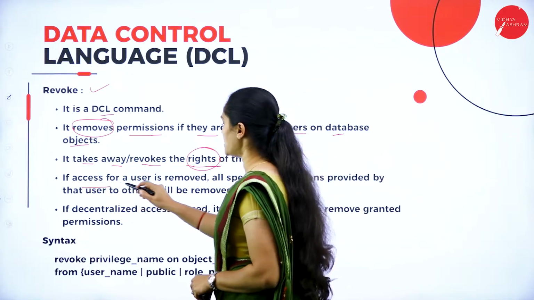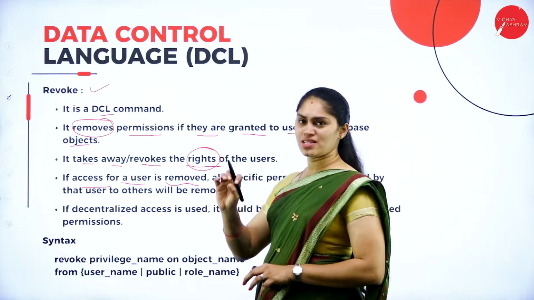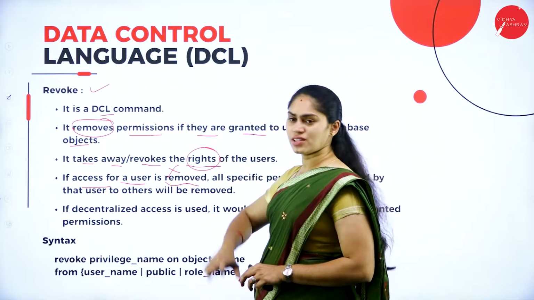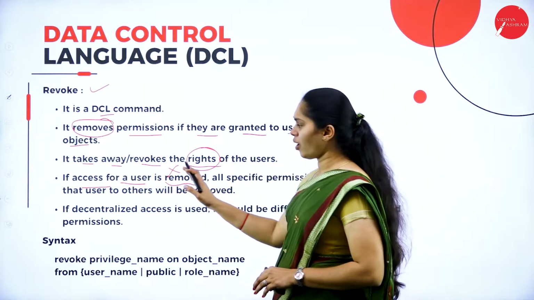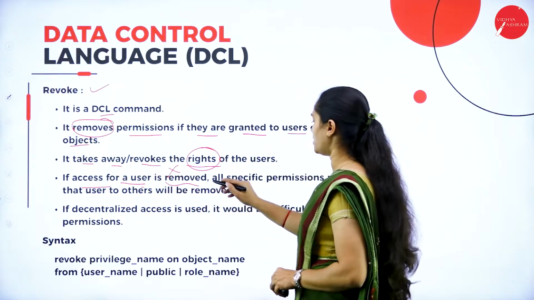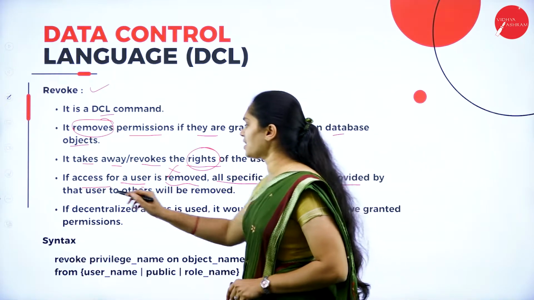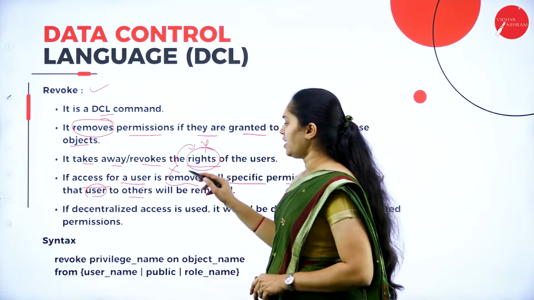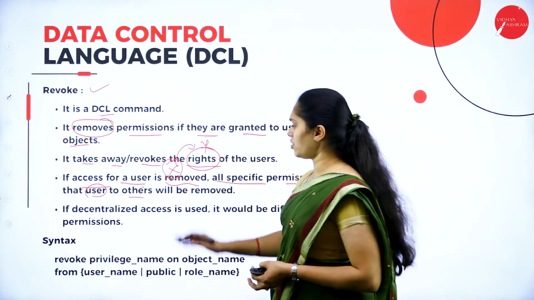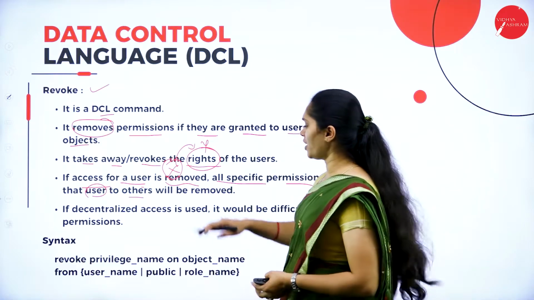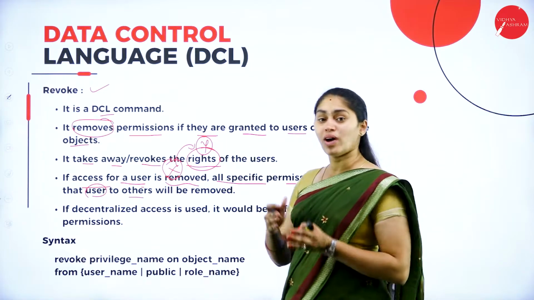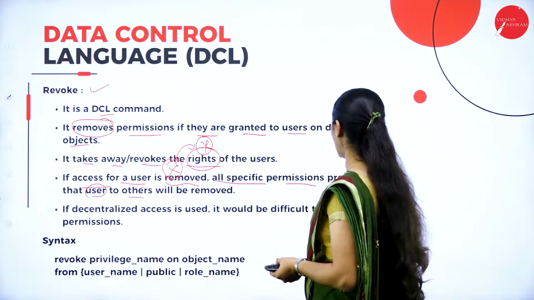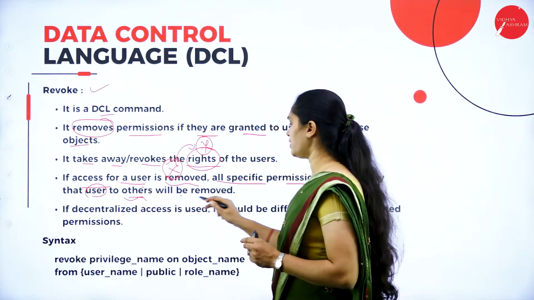And also, if access for a user is removed, for example, just imagine person X. That person had a permission, but by making use of the revoke command, all the access of that particular user is removed. Then all the specific permissions provided by that user to others are also removed. This X had given some permission or rights to person Y. If I am revoking the permission of X, then that will directly remove the permission from Y too. That is what you have to remember here: whenever the permission provided by that user to another user will be removed.